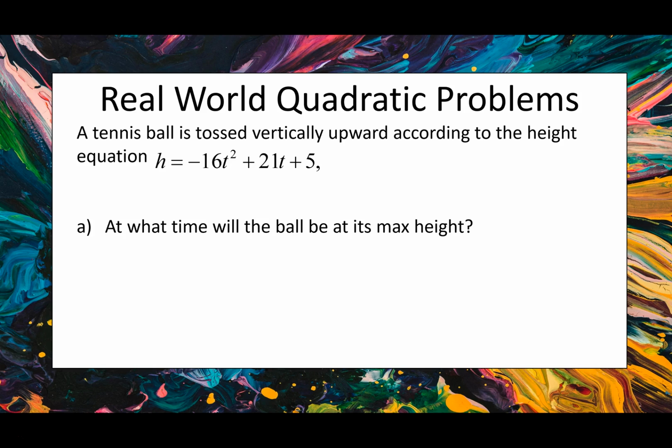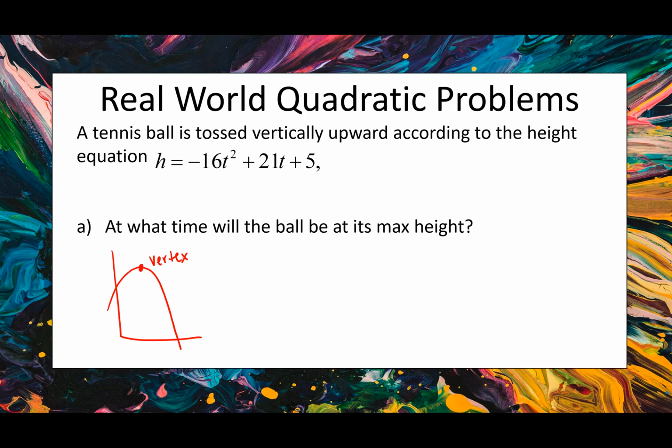So here's the question. A tennis ball is tossed vertically upward according to the height equation h equals negative 16t squared plus 21t plus 5. At what time will the ball be at its maximum height? Okay, well, where is that located? The maximum height is located right here, and that is the vertex.